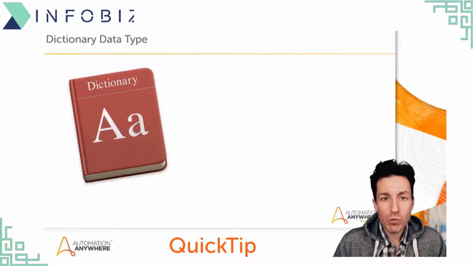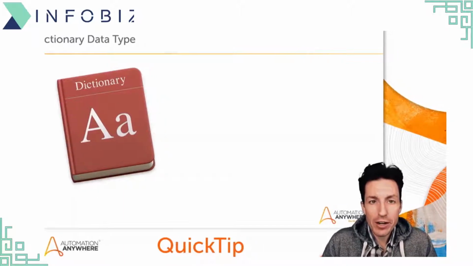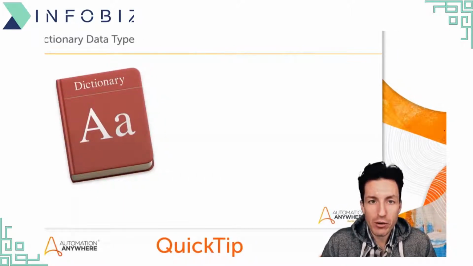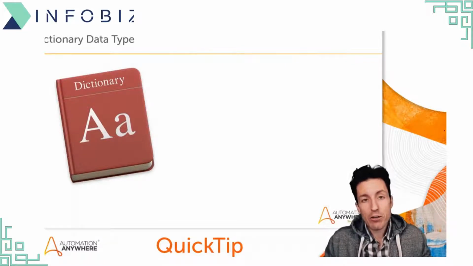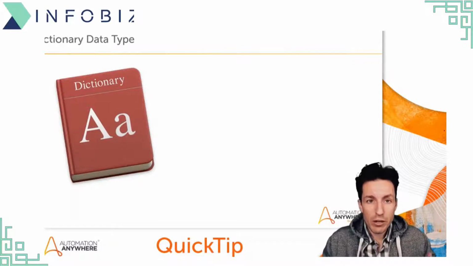In this quick tip, we're going to take a look at the dictionary variable type from Automation Anywhere Enterprise A2019. We're going to try to understand exactly what these dictionaries are used for, how they can be used within our bot, and how you might use them to accelerate your method of being able to store and retrieve values.